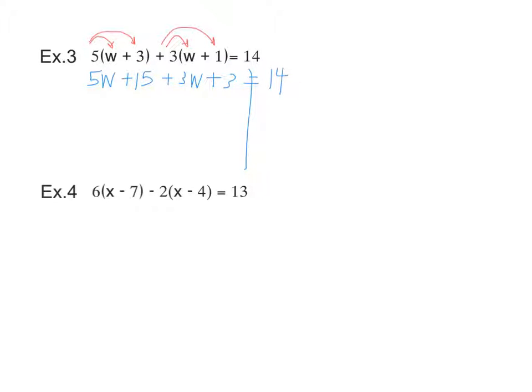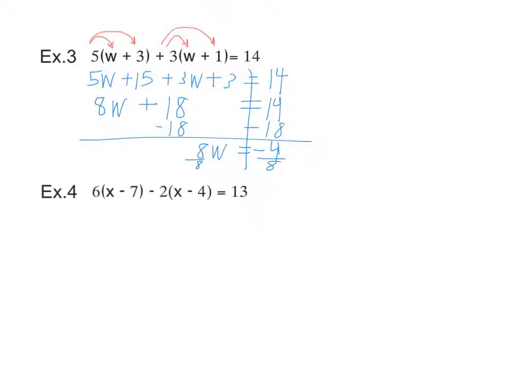So all together on the left, I have 8 w's plus the number 18. Subtract 18 from both sides. And finally divide by 8. So w in this problem equals negative 4/8, or negative 1/2.